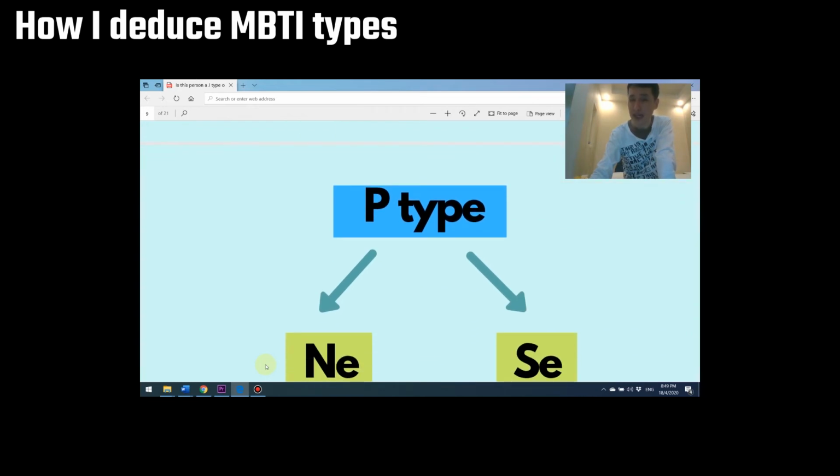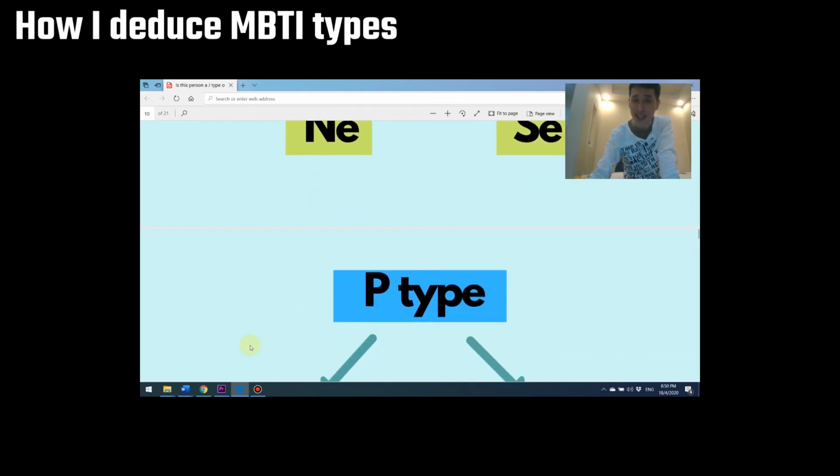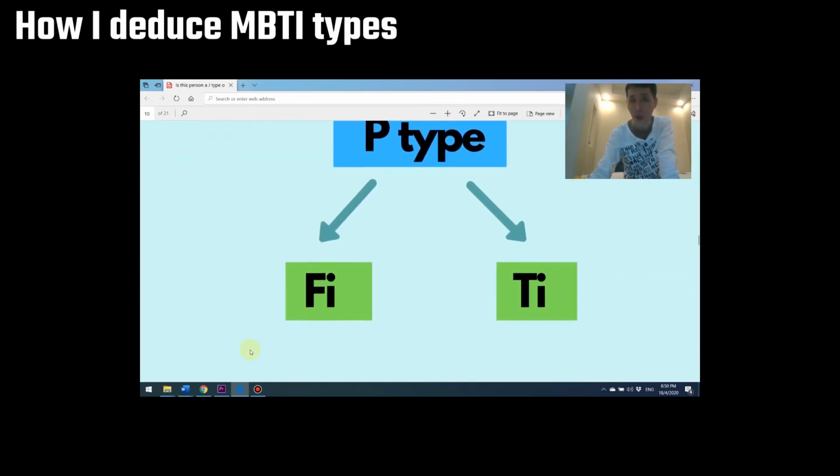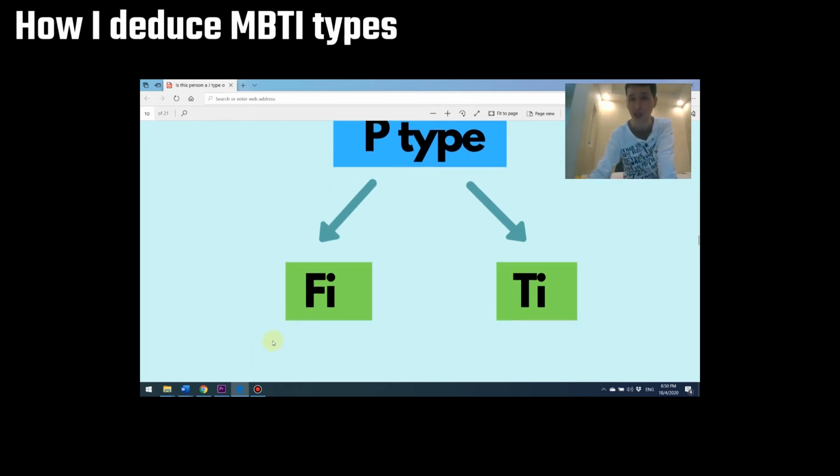Similarly, if I have decided that this person is a P-type, I will first try to figure out what the extroverted function of this P-type is. So, a P-type of person has either got NE, extroverted intuition, or SE, extroverted sensing as part of their extroverted function. The P-type will also have an introverted function. So it's either FI or TI. FI is introverted feeling, TI is introverted thinking. So I will have to figure all these little elements out.